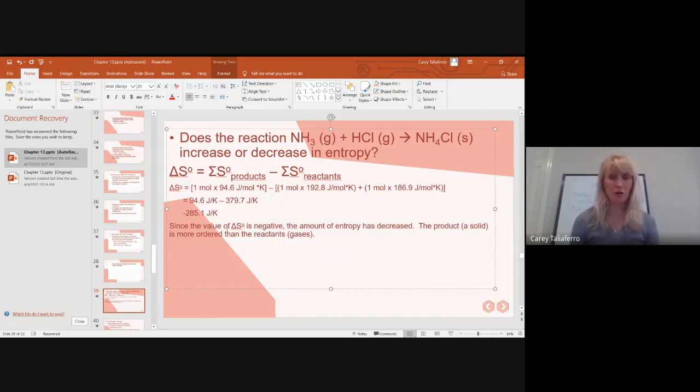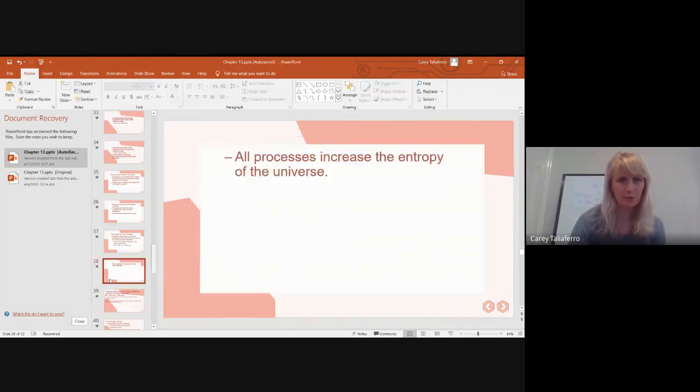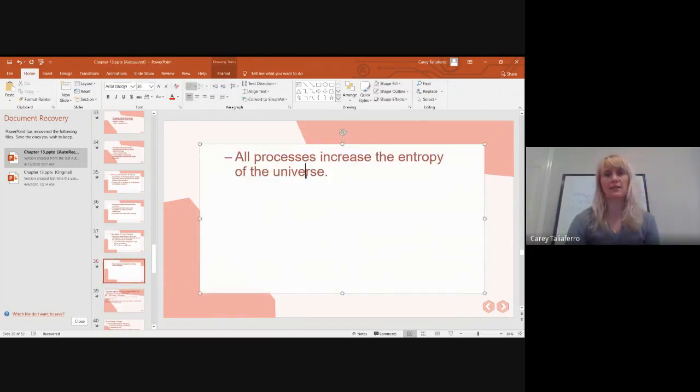Now, just to point out, and I want to go back to this one slide for just a second because I didn't focus on it as much as maybe I should have. All processes increase the entropy of the universe. What that means is that in general, our universe is going from order to disorder constantly. All the chemical reactions that are occurring, all the things that we do lead to more and more entropy.